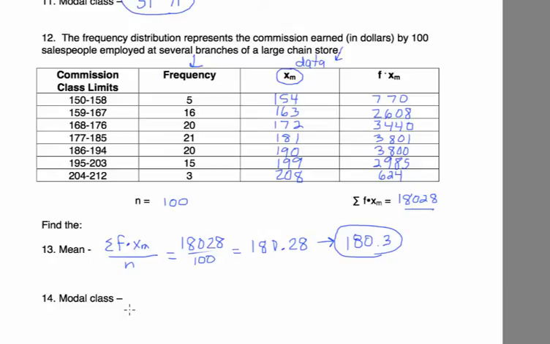Modal class. Mode means most often. So which class had the highest frequency? The most number of people in it. This one had 21, the highest. So that's the modal class.